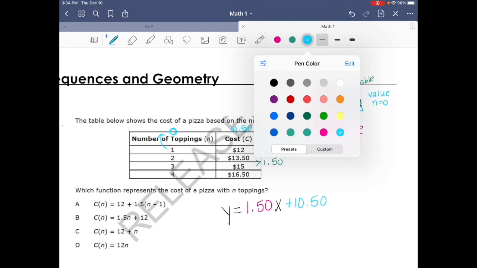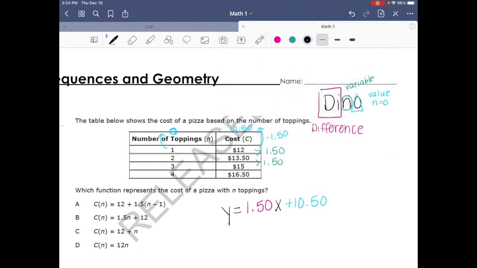Now if I look at my answer choices, I don't see that answer choice there. I do see that I have a slope of 150, but they put the y-intercept as 12, but it's still not going to be B. It's not going to be C, and it's not going to be D. So why is the answer A?